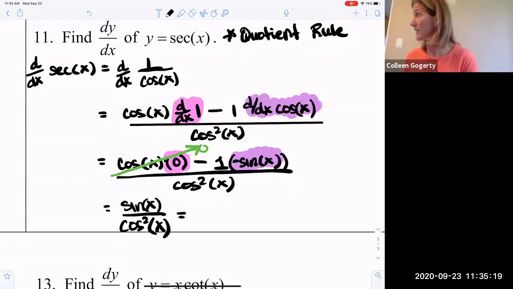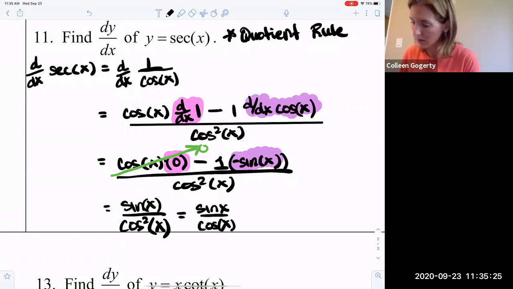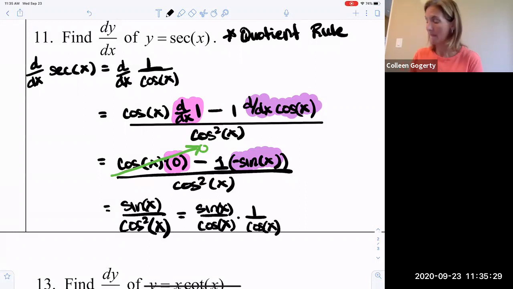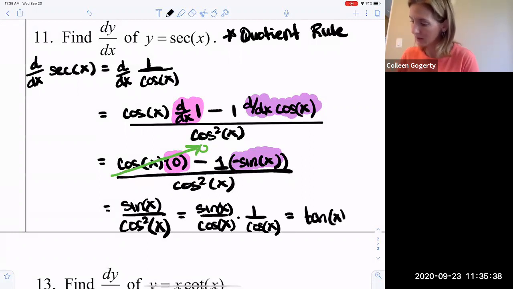So let's see if we can simplify this a little bit. This is the same thing as sine of x over cosine times 1 over cosine. That means we have tangent x times secant of x. That's a pretty big derivative.